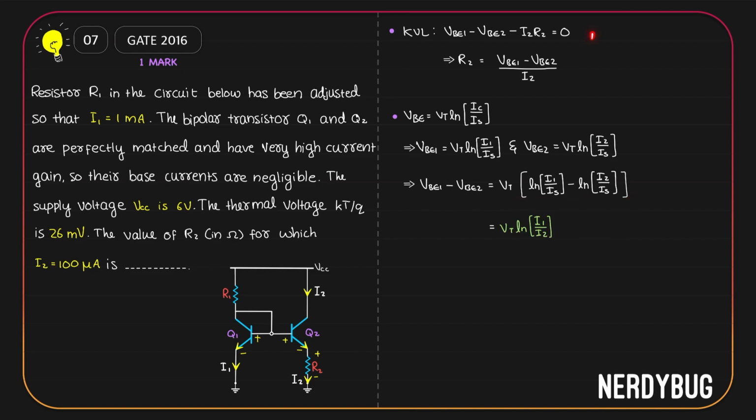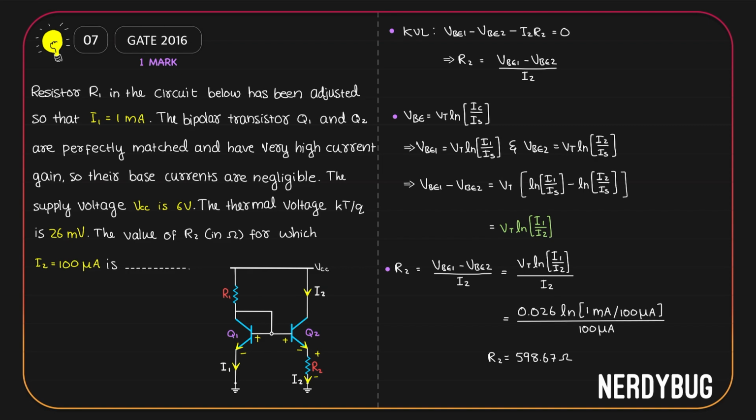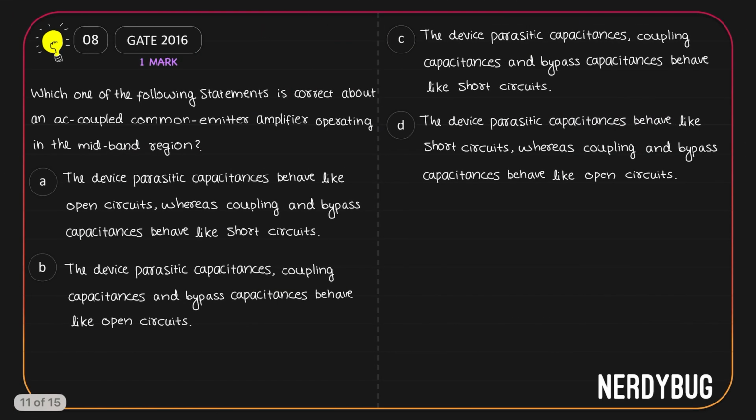Let us substitute that over here in this equation. That gives us R2 is Vt log of I1 by I2 divided by I2. We have all the values. Vt is 26 millivolt, I1 is 1 milliampere, I2 is 100 microampere. If we put in the values, we get R2 is 598.67 ohm. So the final answer is 598.67. Let us see the next problem.